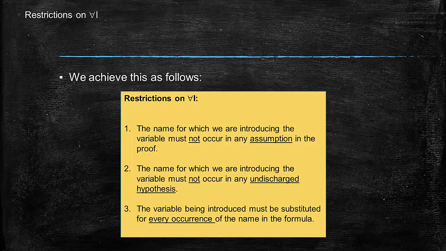So how do we do that? It turns out to be pretty simple. What we do is we make sure that the name for which we're introducing a particular variable and quantifier does not occur in any assumption, and it does not occur in any undischarged hypothesis, which is essentially an assumption, right? If it hasn't been discharged, it's operating as an assumption. So as long as the name isn't occurring in an assumption or an undischarged hypothesis, it's going to be okay to do that. And the third restriction is the requirement that when we do introduce a variable, we make sure that we introduce it for every occurrence of the name in the formula. So if A is in the formula, and we introduce the variable X, it's got to go in for every occurrence. That's very similar to the rule of universal elimination.